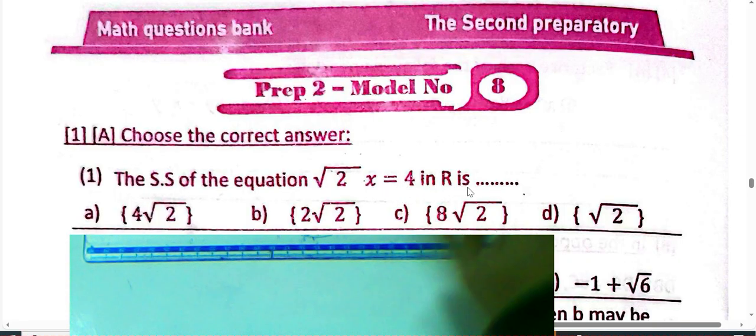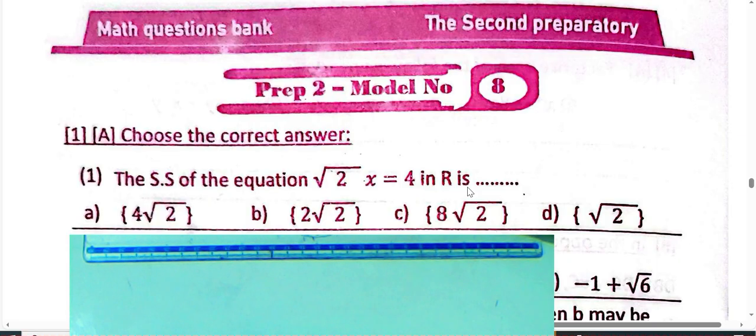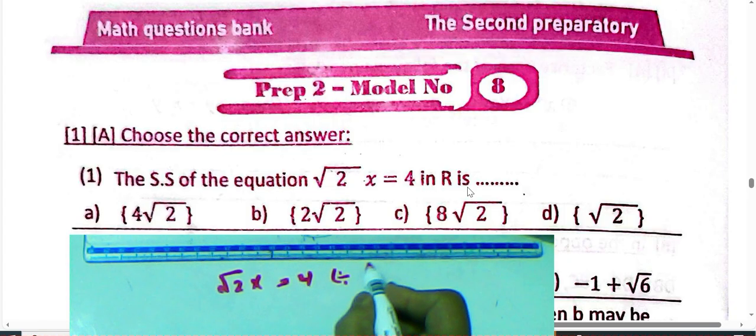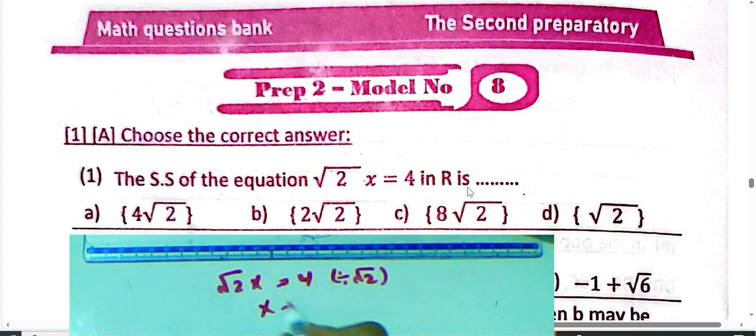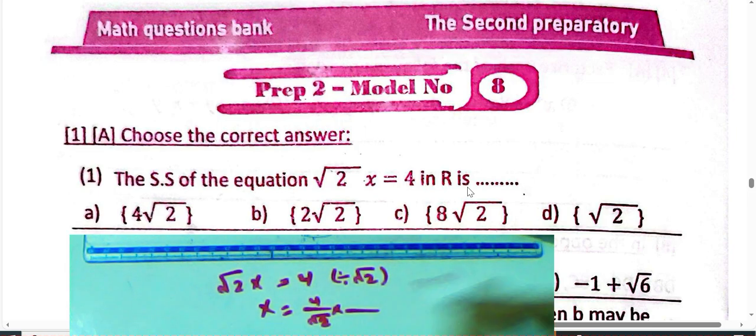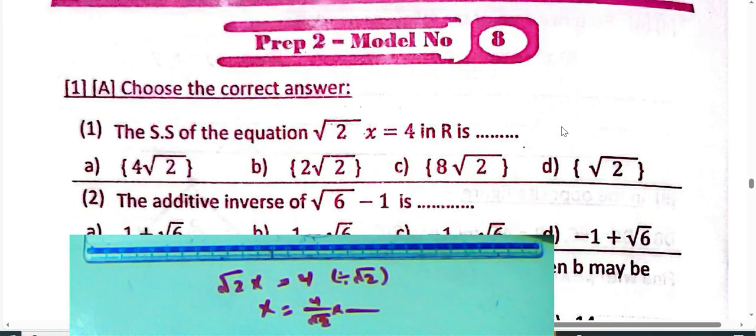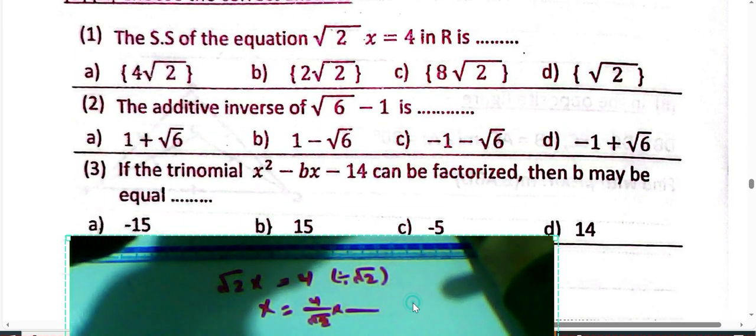We can find the solution here by dividing by root 2 first. Look here, we have square root of 2 multiplied by x equal 4. We can divide by the coefficient of x, then x equal 4 over root 2. You must simplify this expression. Okay, we can multiply here by root 2 in numerator and denominator to simplify this fraction.